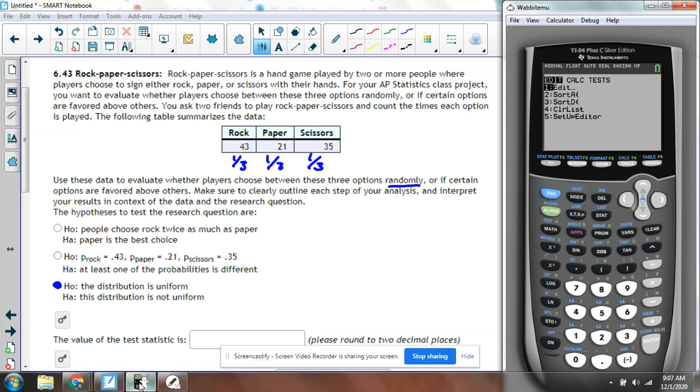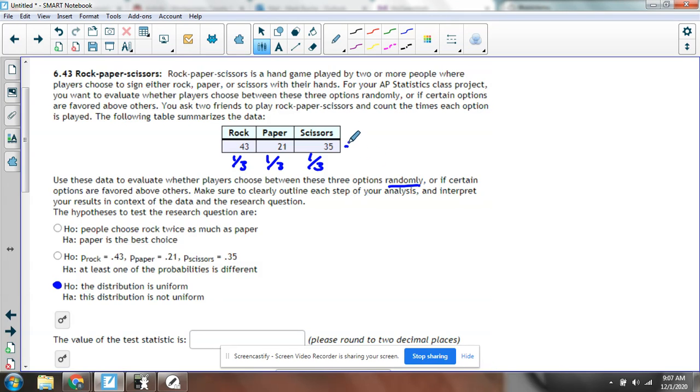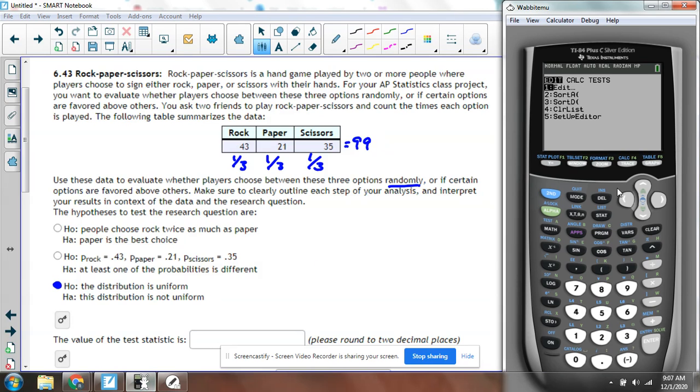Okay, so first thing I did was added all these numbers up. These numbers add up to 99. So if they were uniformly distributed, I would expect that you would throw a rock 33 times, paper 33 times, and scissors 33 times. So I put the observed numbers into L1 and the expected numbers into L2.